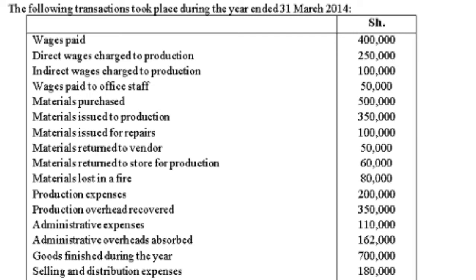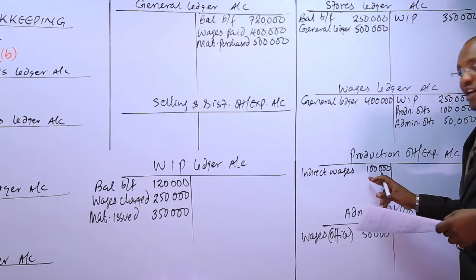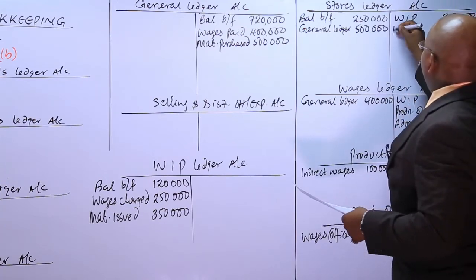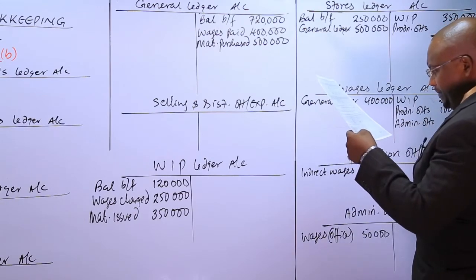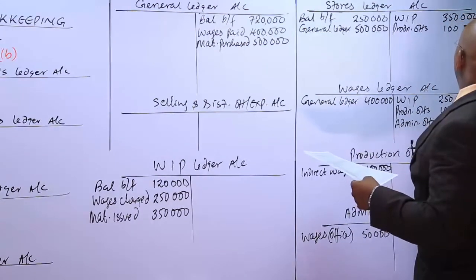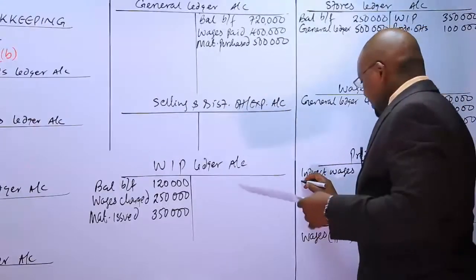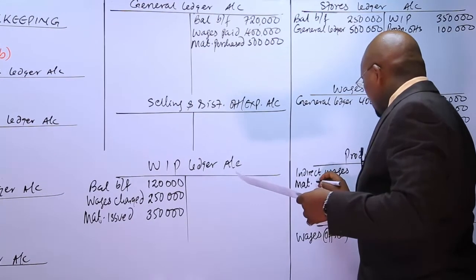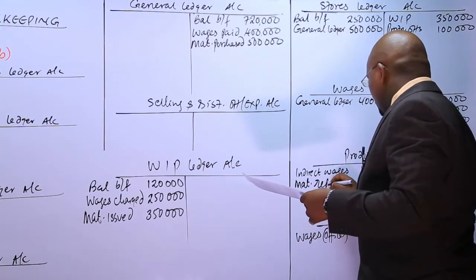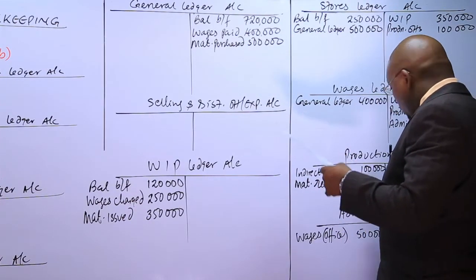Then we have material issued for repairs. For repairs, this is not direct materials but indirect materials which should go to the production. So you come and have here production overheads. This is 100,000. We transfer here. This is material for repairs. This is 100,000.